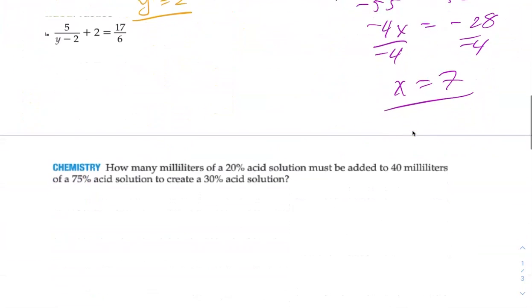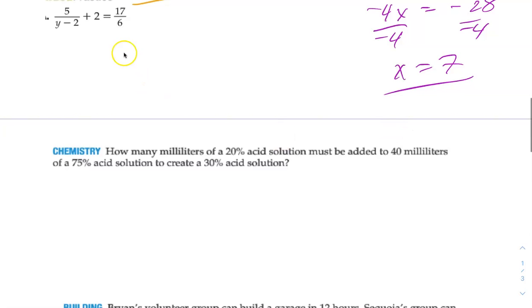Next one. Last one on this page. On this one, notice how there's a 2 there. We want to make it a fraction, so we're going to make it 2 over 1. So now, same idea. What's my LCD? Well, it has to be y minus 2 because that's over there, and I need a number. Well, 1 and 6 is 6. So that's my LCD.